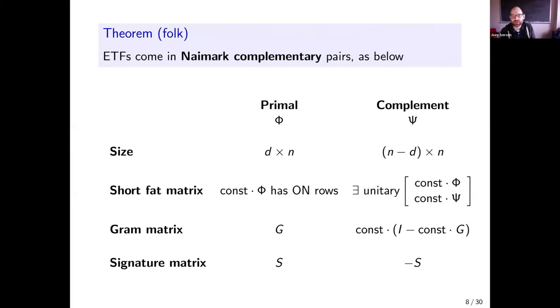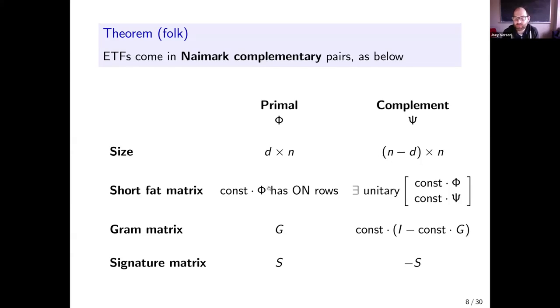Now, one last thing I need to mention about equiangular lines is that they come in pairs. Every ETF has something called a Naimark complement, which we'll see sometimes in this talk. So there's an ETF, let's say the primal I call capital Phi, the Naimark complement I'll call capital Psi. If this was a D by N matrix, with D rows, N columns, or N lines in D-dimensional space, the complement will be in N minus D dimensional space.